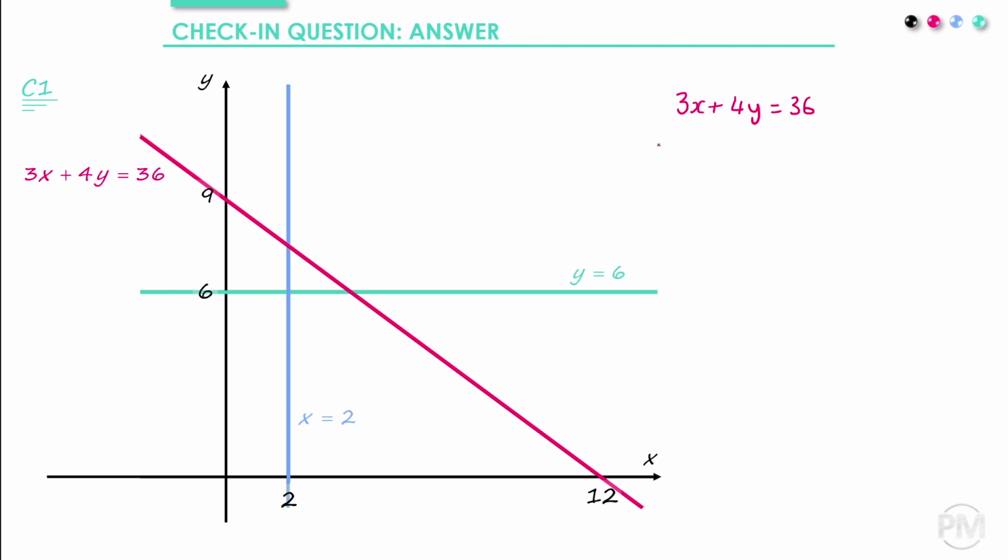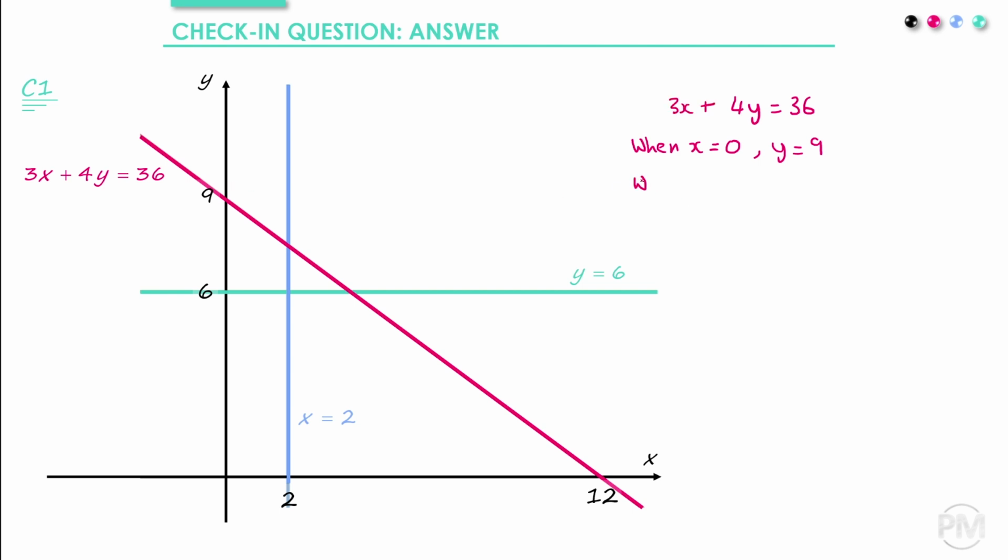The working out that I do here, you don't necessarily have to write it down, but you can do if you want. What I'm going to do is think about what happens when x equals 0. Well, that's the same as this term here disappearing. That leaves us with 4y equals 36, which means y equals 9. That would give us this point here, (0, 9).